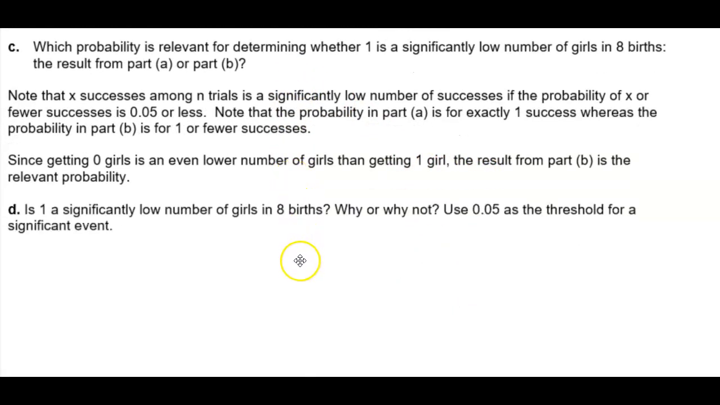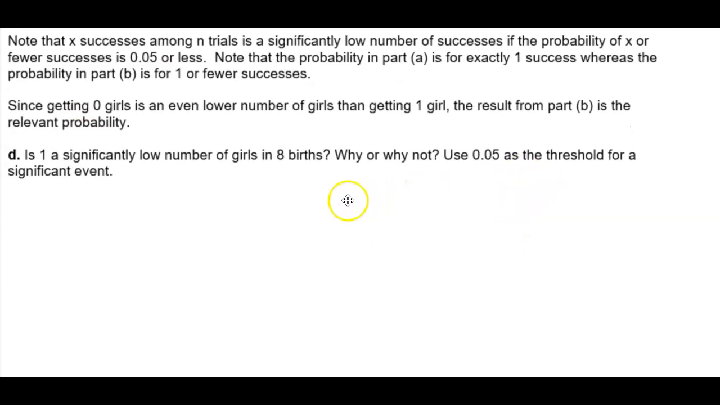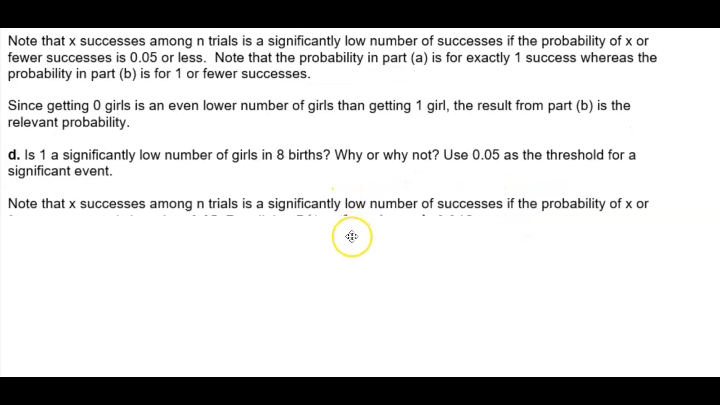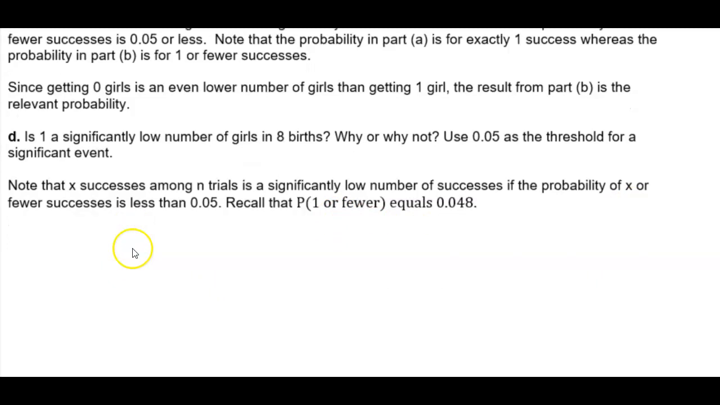Part D. Is 1 a significantly low number of girls in 8 births? Why or why not? And then use 0.05 as the threshold for a significant event. Now, note that x successes among n trials is a significantly low number of successes if the probability of x or fewer successes is less than 0.05.